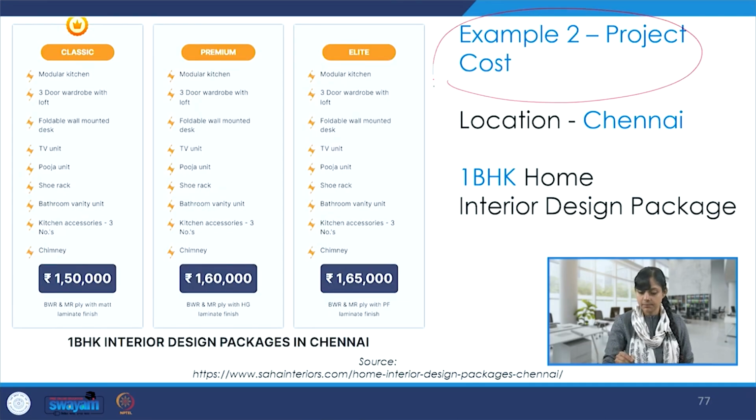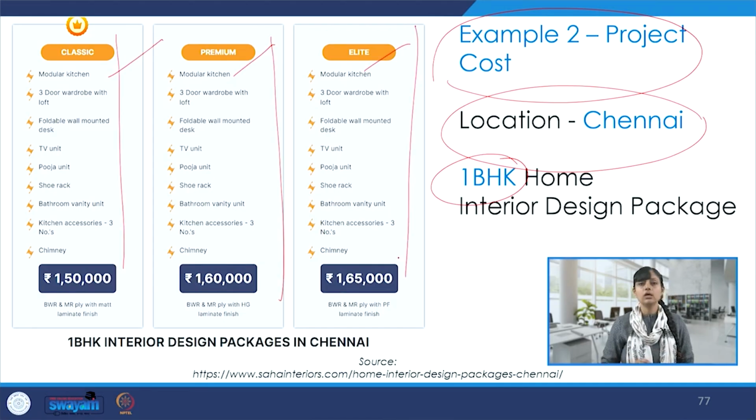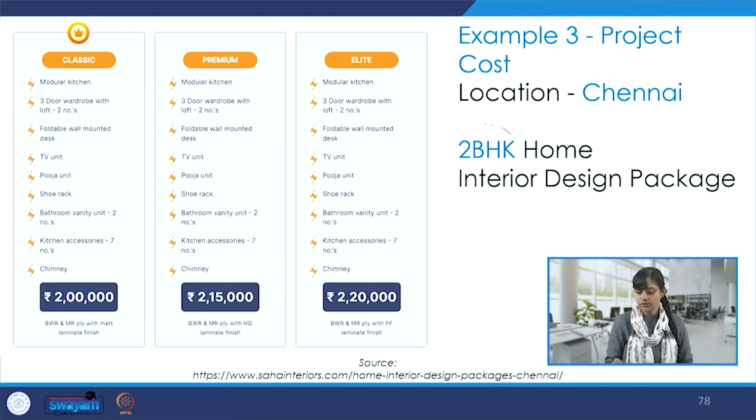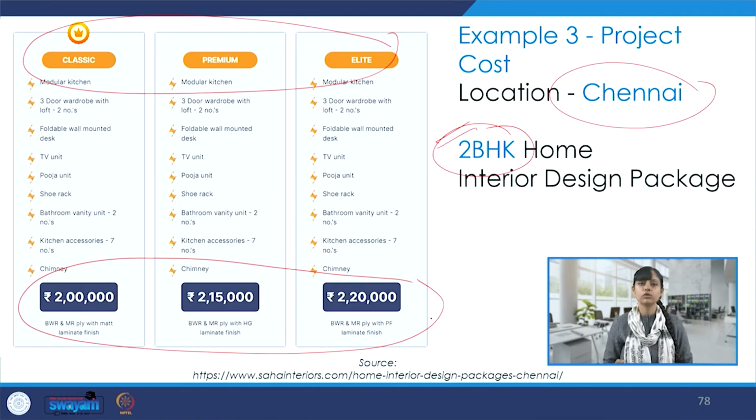Then there's another example of this project which is located in Chennai, and this is a 1 BHK home. And within this also there are 3 categories: classic, premium and elite. And they have these typical checklists of the details, materials, and the facilities. And accordingly we see the cost estimate. This one is for the 2 BHK, again in Chennai, and for the 3 categories. And here, since the number of rooms is more, of course, the costing is different than the 1 BHK.